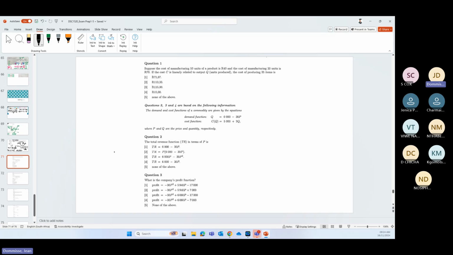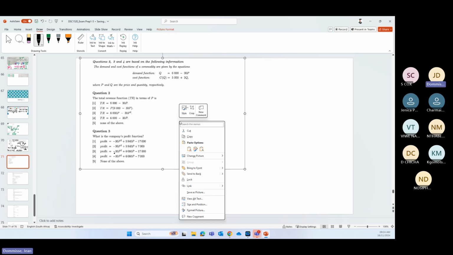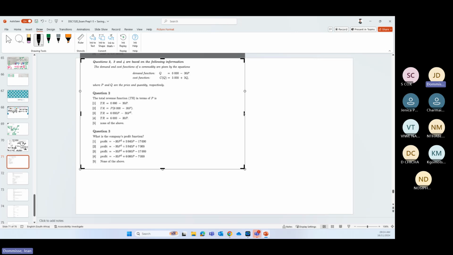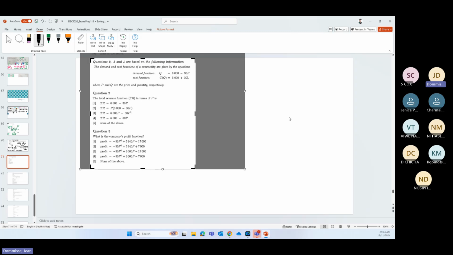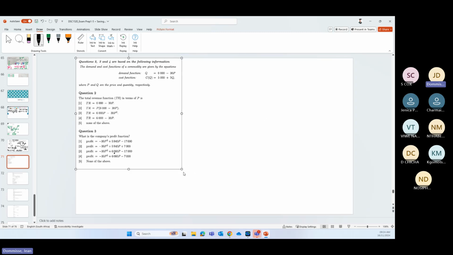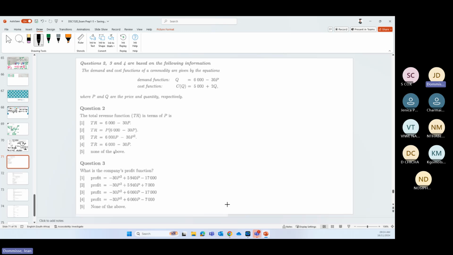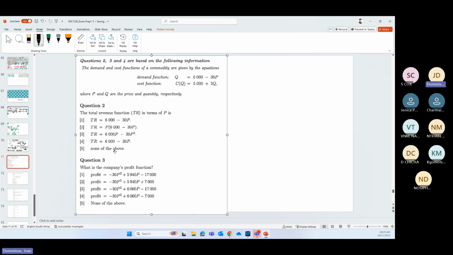Okay, so let's go to the next one, which is a set of questions. So once again, not always sure if this is still the way that they will do it, because again, they can't really always work with your, if you made a mistake, work with that mistake. So, but let's look at the question. Demand and cost functions of a commodity are given. So here we've got the demand, here we got cost.